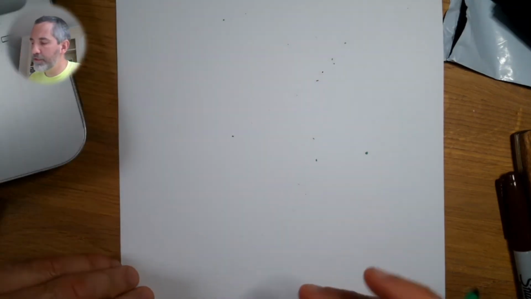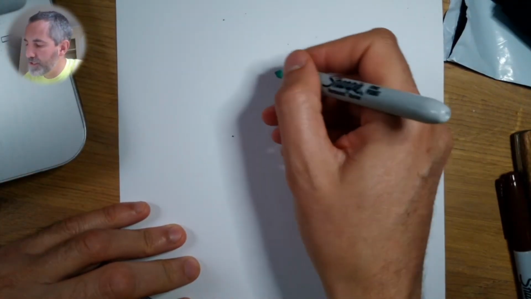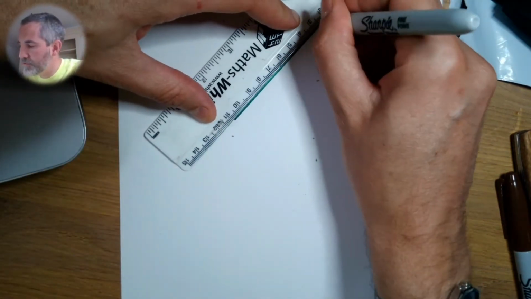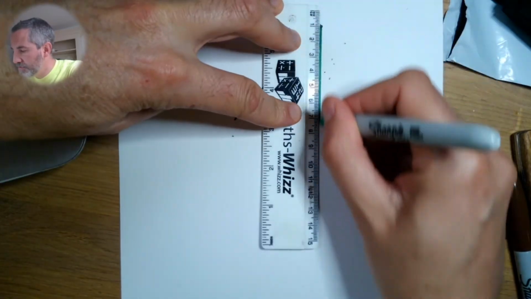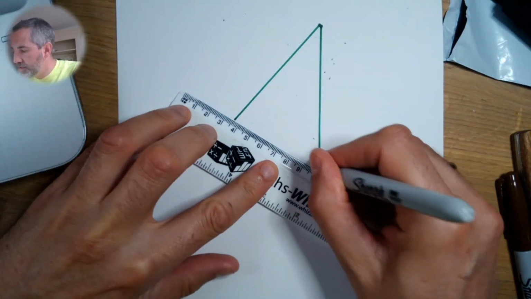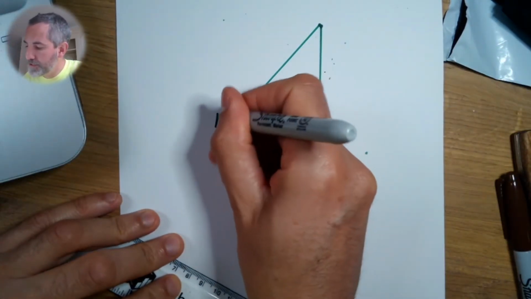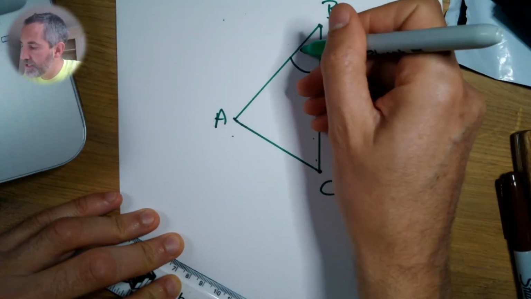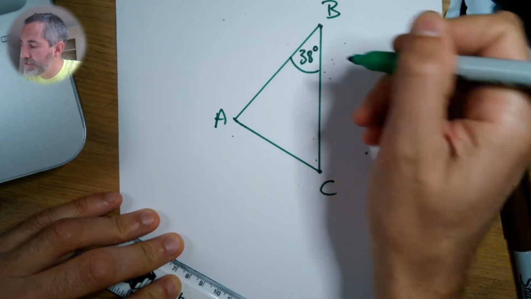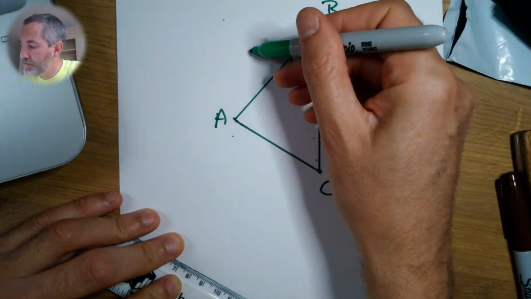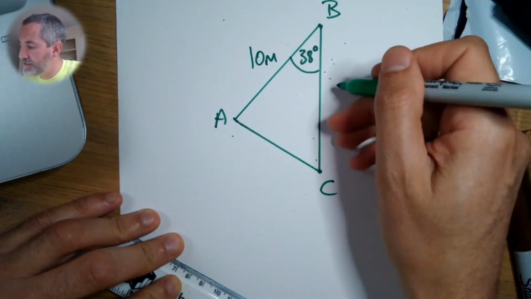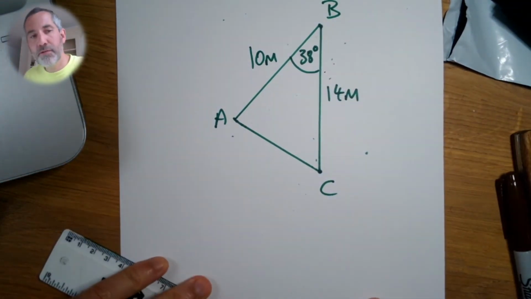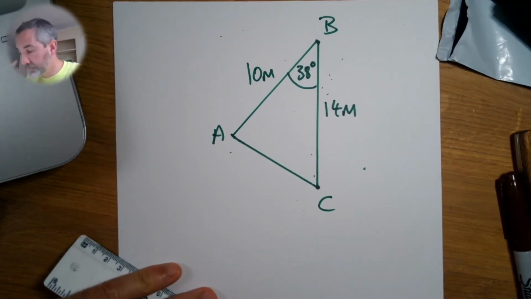So I want you to remember I said 2 sides and the angle between them. Now there's a good reason why I'm saying that. Let's just draw a different looking triangle like this. And I'm going to label this up A, B, C, and now I'm going to give you this angle here, and we'll say this is 38 degrees, and I'm going to give you 10 meters, and let's say this is 14 meters. Now then, we're going to work out the area of this triangle.